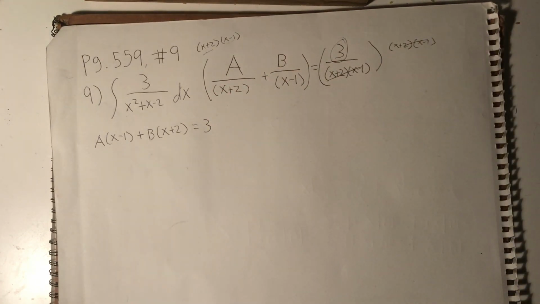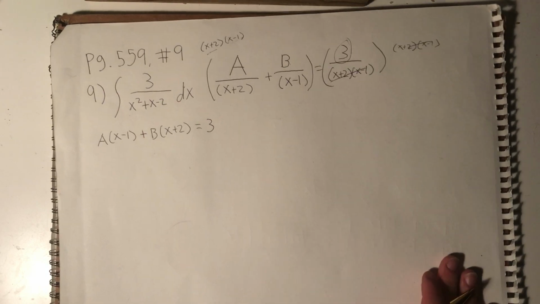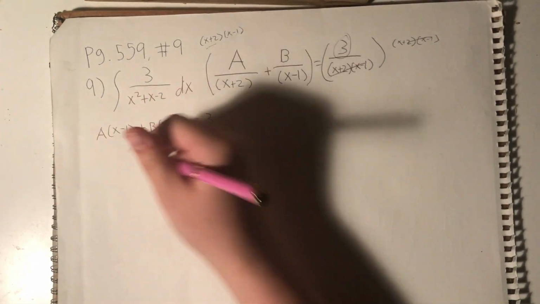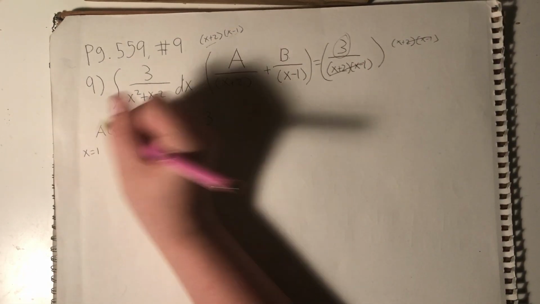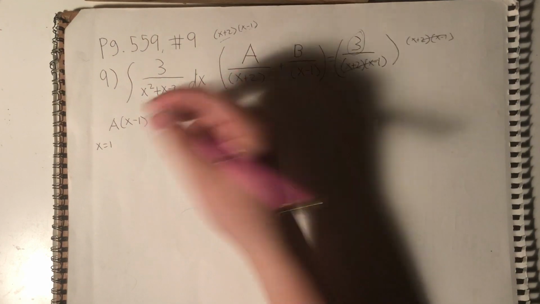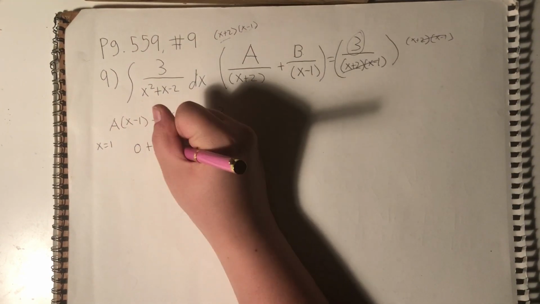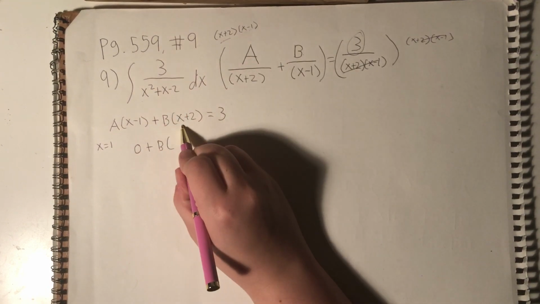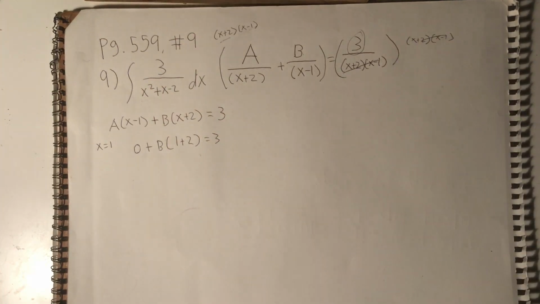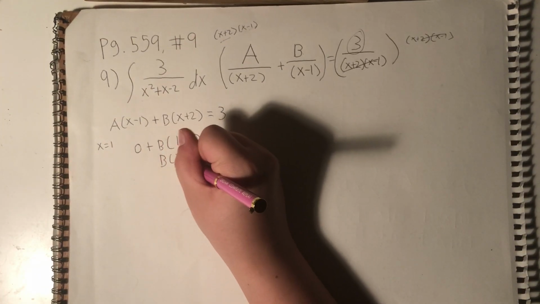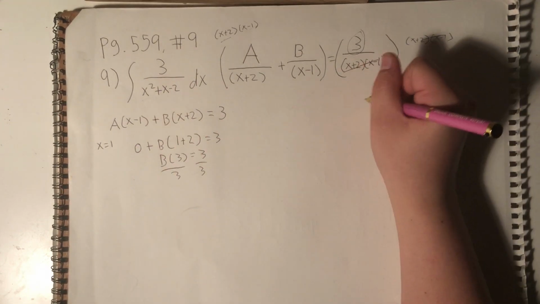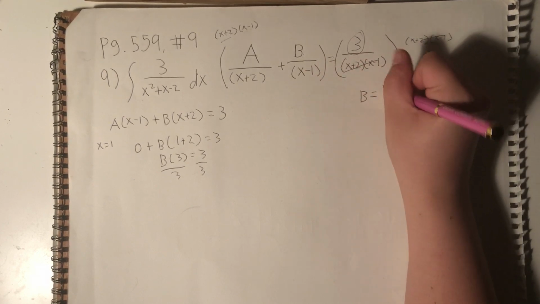Okay, great. So now we do have to solve for A and B. All right. So what we're going to do here is we're actually going to make x, in this case, equal to 1. So this way we can get 0 for this. So if we make x equal to 1, all we're going to have is 0 plus B times 1 plus 2 equals 3. Awesome. Okay, so we have B times 3 equals 3. Divide both sides by 3. And then we'll put over here that B equals 1.